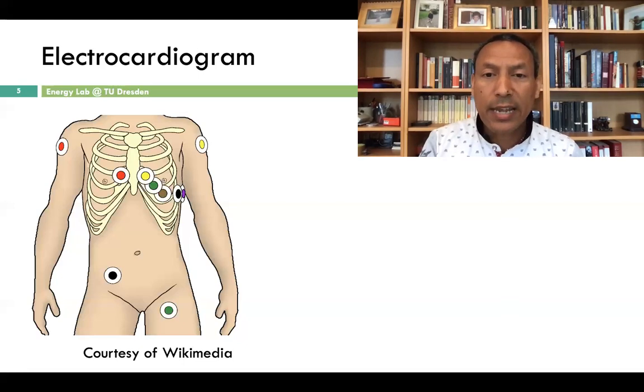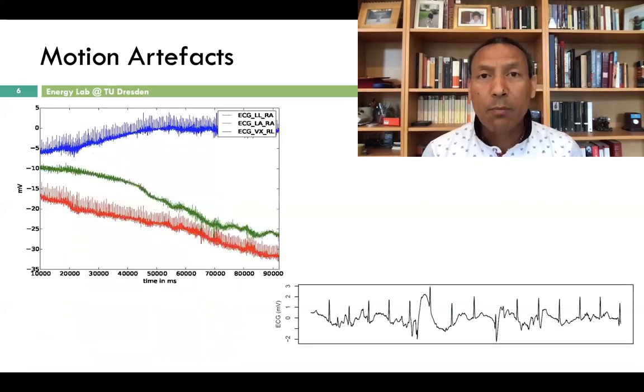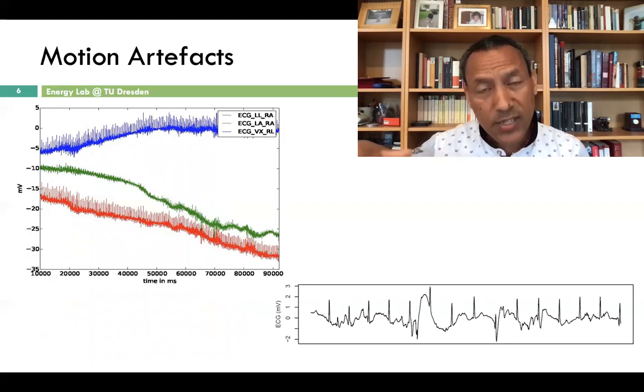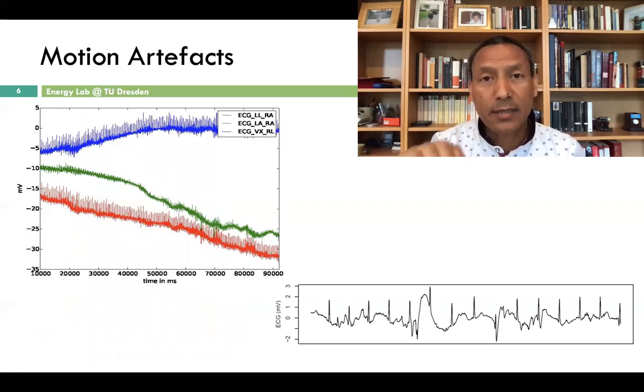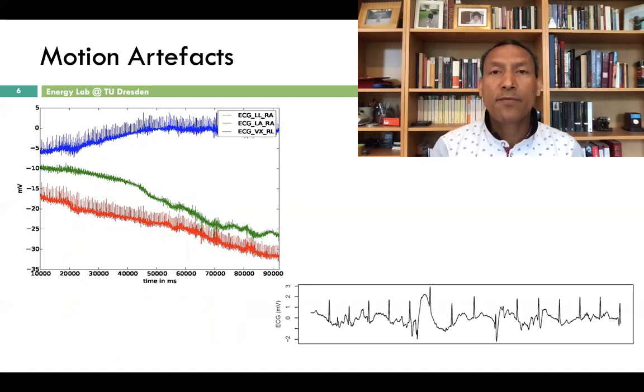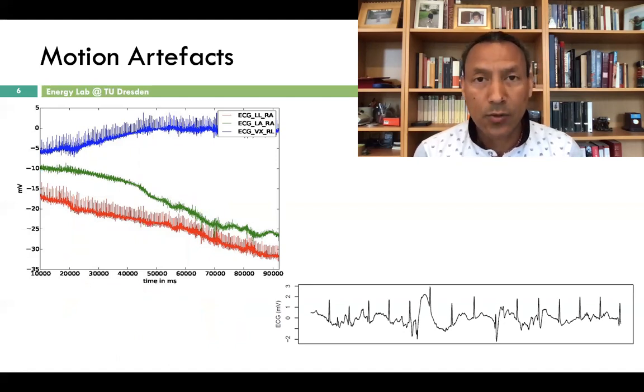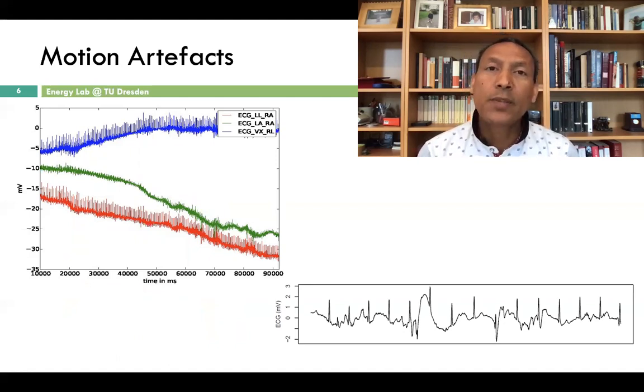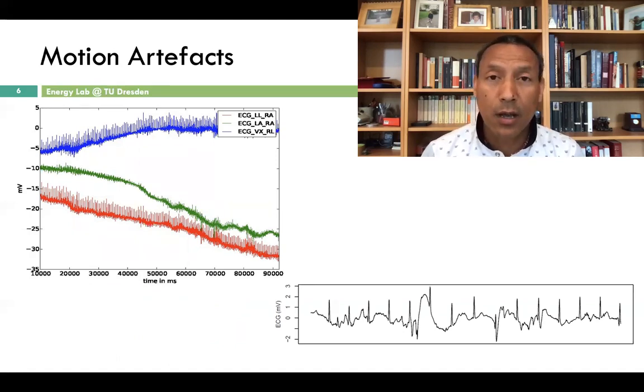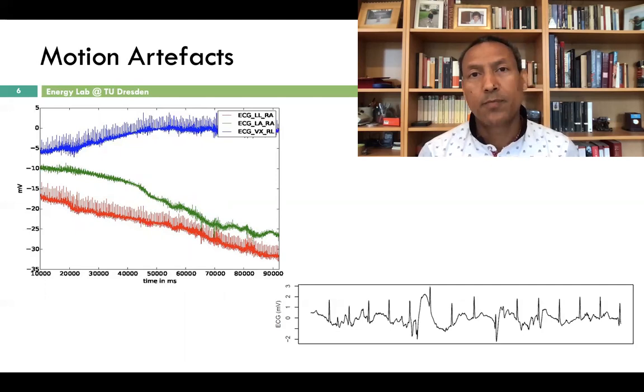So as you can see here, motion artifacts affect both the gradual baseline as well as the local waveform of the electrocardiogram. And sometimes we are not sure whether this modification or distortion comes from the heart itself or from the motion.